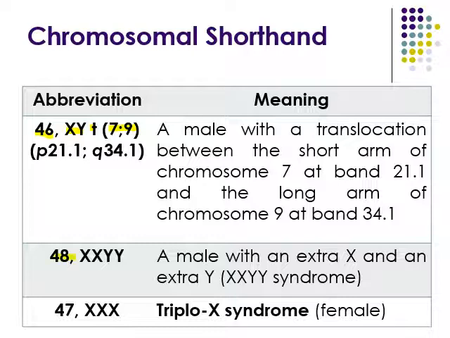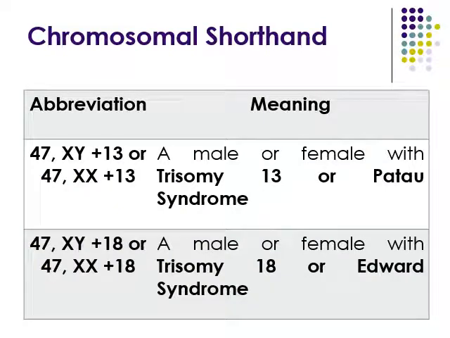Then we have 48XXYY, a male with an extra X and an extra Y. Then 47 triple X or the triple X syndrome for female. We have 47XY plus 13 or 47XX plus 13, a female or male with trisomy 13 or Patau syndrome. Then 47XY plus 18 or 47XX plus 18, trisomy 18 or the Edwards syndrome.